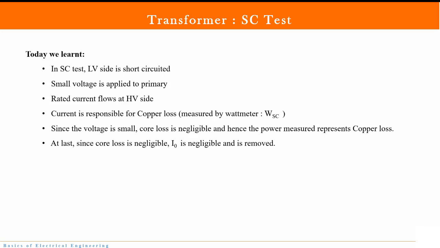Fine. Okay. So since the voltage is small, core loss is negligible, so the power measured represents copper loss. And finally, we say that core loss is negligible, and hence I naught is negligible. So we will remove it and make the equivalent circuit in the simplest form. Fine. So I hope that you have understood this.